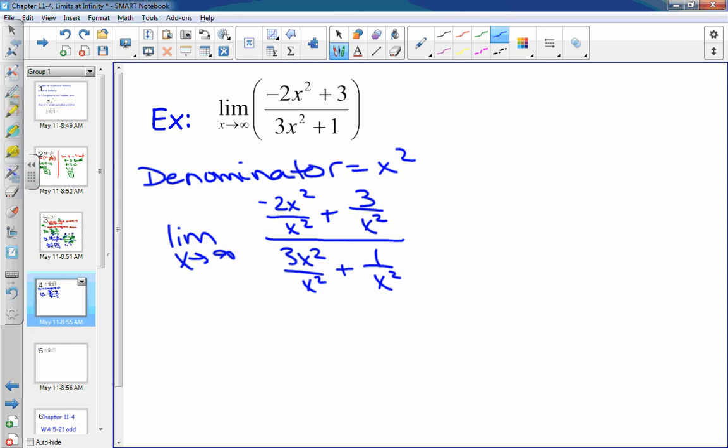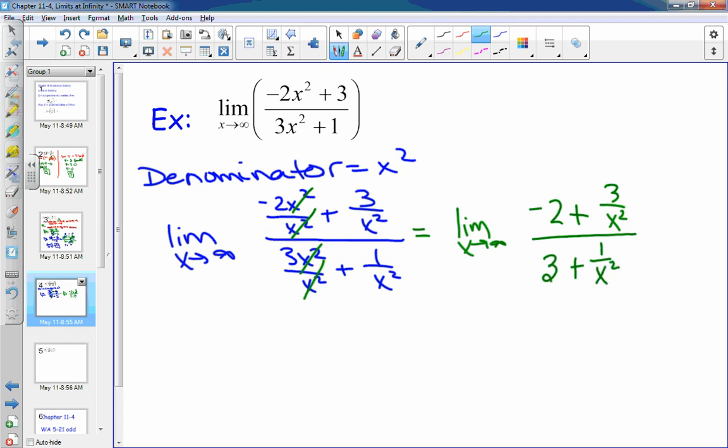We found the variable with the highest exponent in the denominator, and now we're going to divide each and every term by that, correct? Okay, so what does x squared over x squared turn out to be? What's that cancel out to give you? Times 1, which is just negative 2. What's going to be this? 3 over x squared stays. Over here, what happens? The x squareds cancel out, and I'm left with 3 plus, and then this is 1 over x squared.